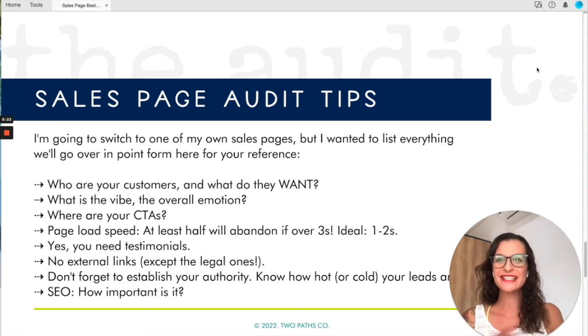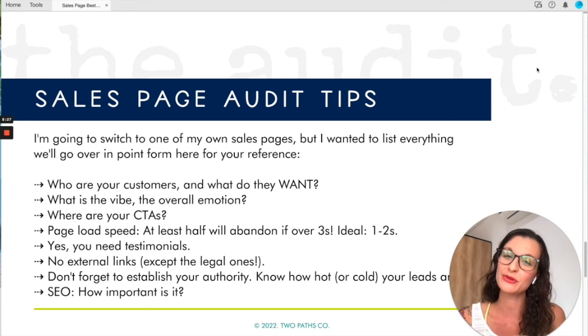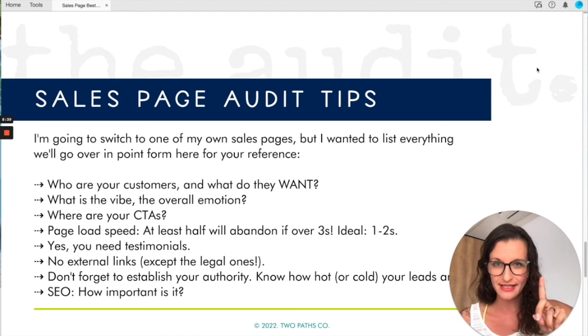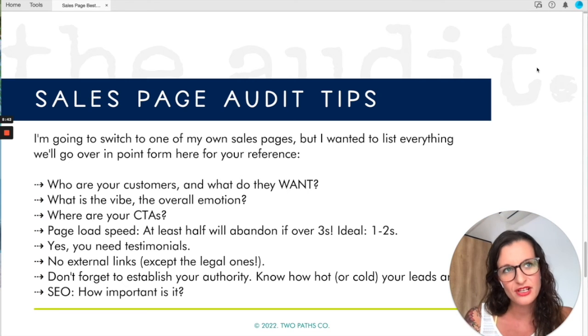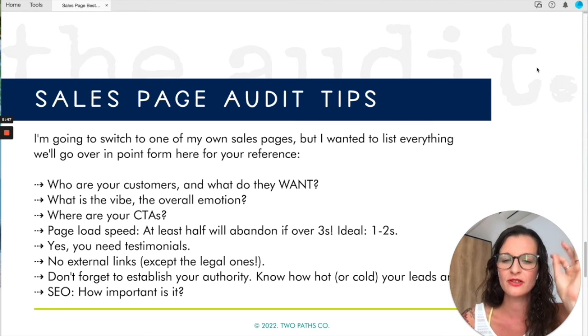Page load speed. This one is really overlooked, but so important. At least half the people who land on your page will abandon it if it takes over 3 seconds to load. Ideally, it takes only 1 second, maybe 2 seconds, but keep in mind that everybody is going to form an opinion about you within the first second. And if that opinion is, ugh, or some sort of frustration, or they're waiting for you, that's not what you want. So page load speed is really important, and I'll uncover that when I go to the sales page.